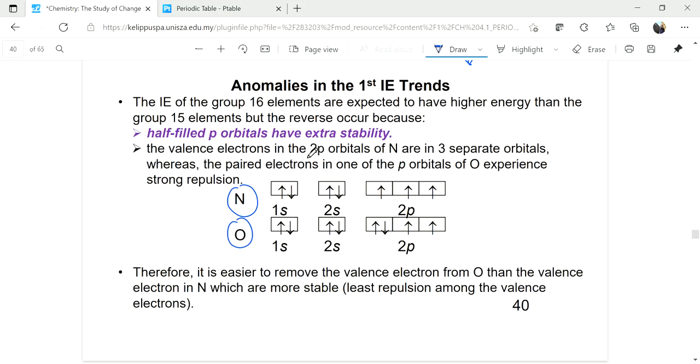Both nitrogen and oxygen are in the same period, not in the same group. So why do nitrogen and oxygen not follow the general trend? Because when you see in nitrogen, all the electrons in the valence orbital are single, unpaired. Why?